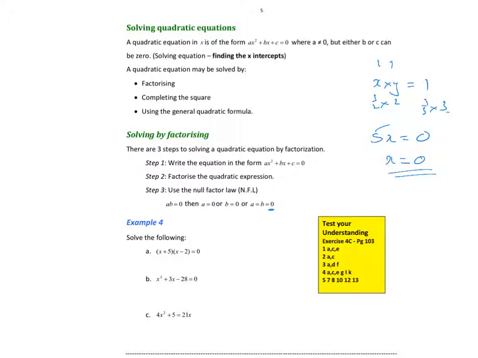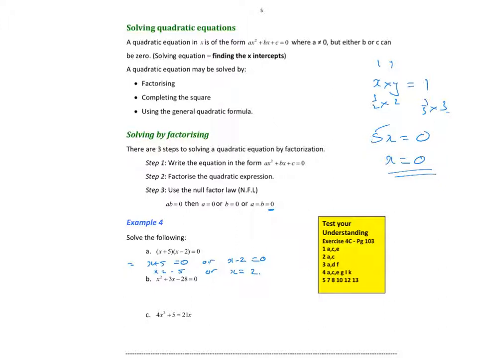So if we apply that to this side, from the null factor law, it implies then that x plus 5 is equal to 0, or x minus 2 is equal to 0. And then we solve each of those equations separately. x has to be negative 5, or x has to be equal to 2, my two solutions. So in reality, the factorising is a step towards solving.